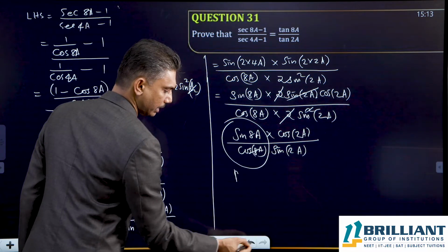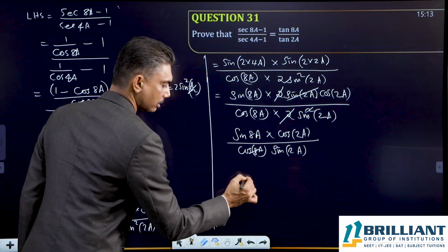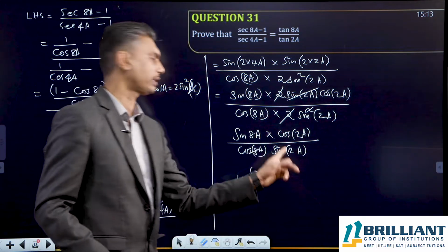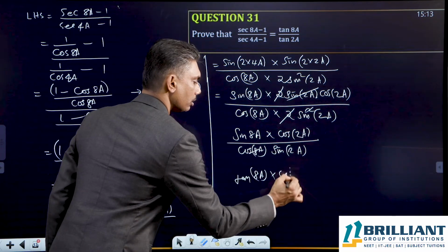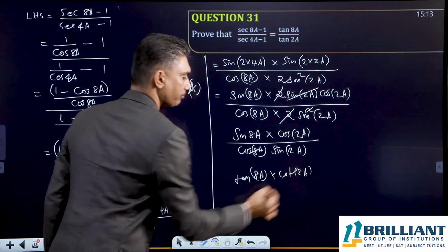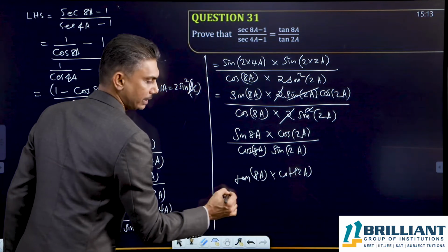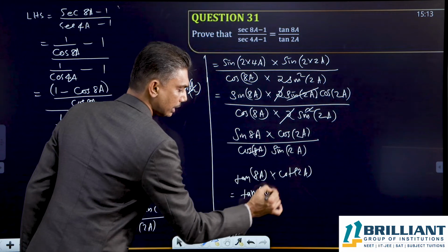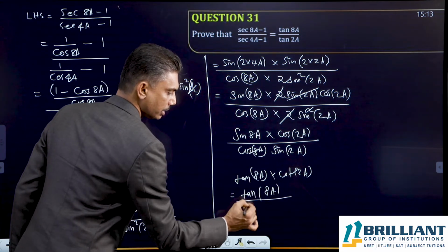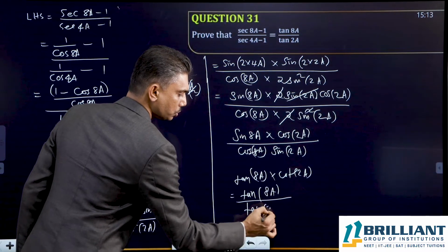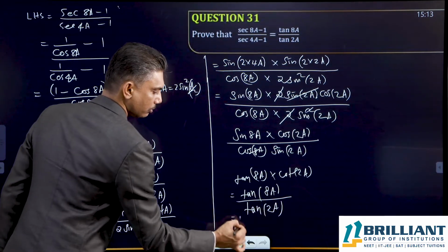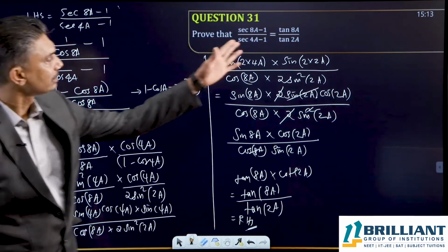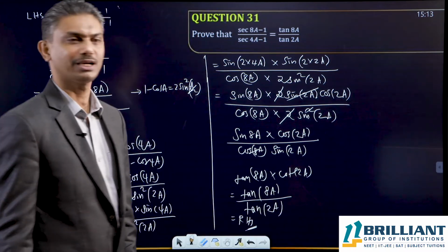That is nothing but tan 8a into cos 2a by sin 2a, which is what? Cot 2a. So, cot 2a we can write as 1 by tan 2a, that is tan 8a by tan 2a equal to RHS. It's a beautiful question. Tan 8a by tan 2a.